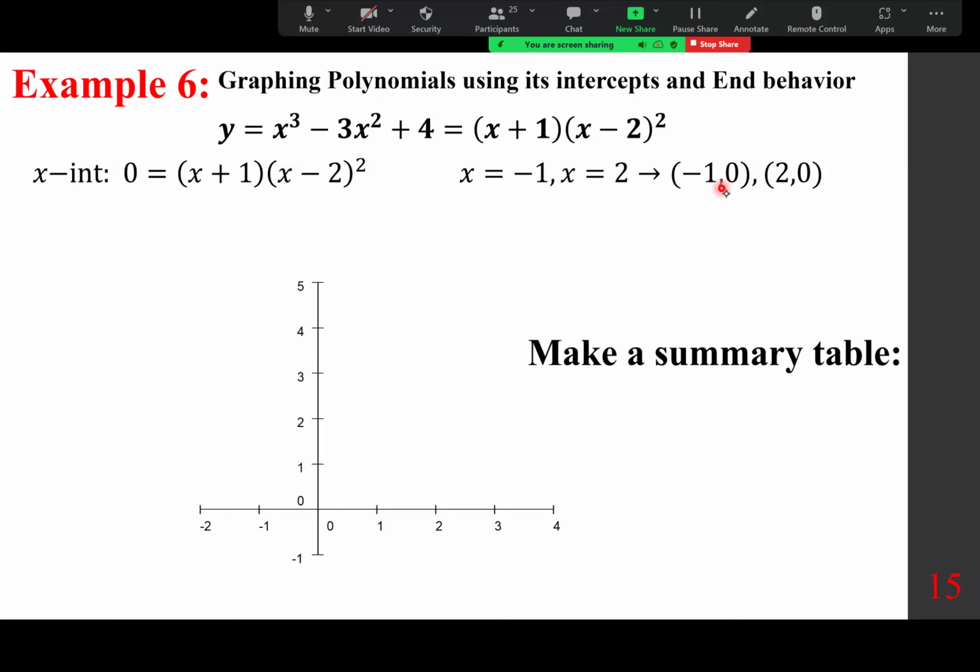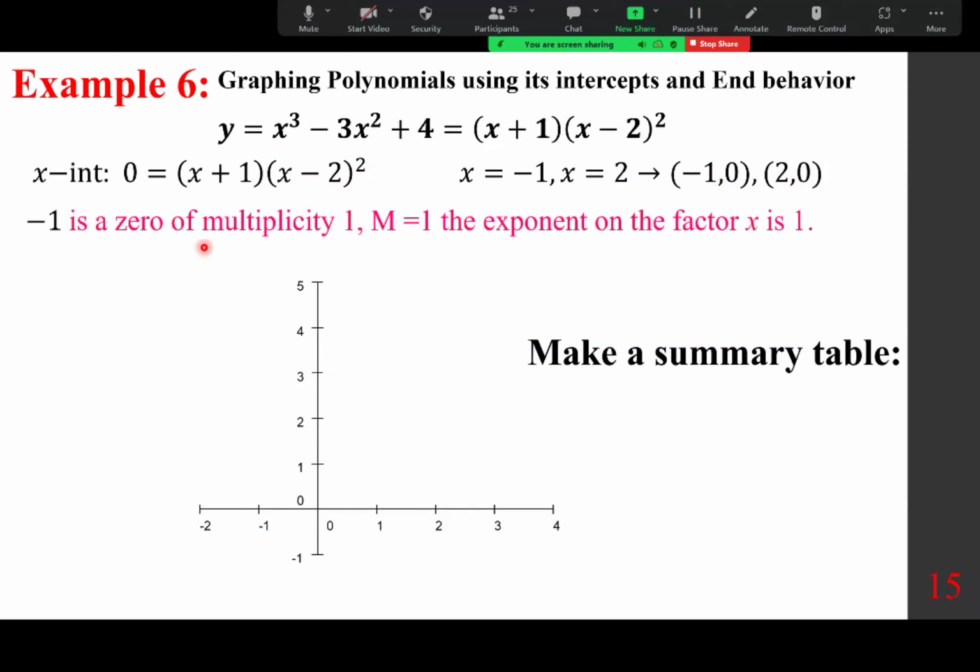Now negative 1 has a multiplicity 1 because the exponent is 1, and positive 2, or 2, 0, has a multiplicity 2. Negative 1 is a 0 of multiplicity 1, m equals 1. The exponent on the factor is 1. Whereas 2 is a 0 of multiplicity, so we're going to go short instead of writing out multiplicity, m is 1, m is 2. The exponent on the factor x minus 2 is what? 2.